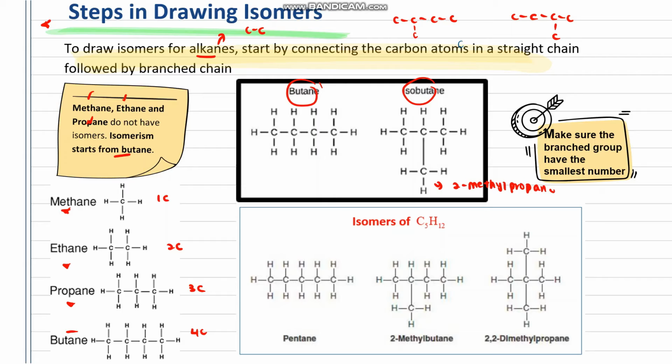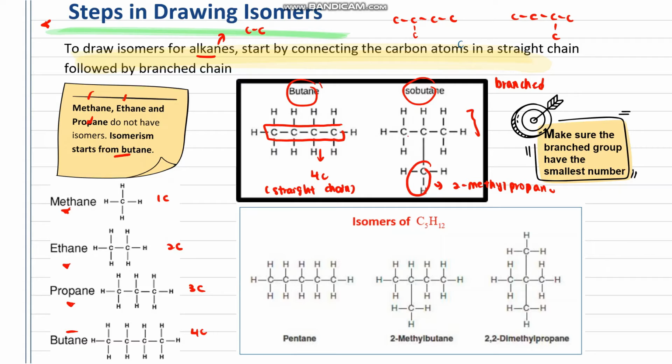In the butane structural formula, the longest carbon chain is this one, whereby we have 4 carbon atoms. So this is a straight chain, and since it has 4 carbon atoms, we call it butane. And then when we have a branch, we call it a branch chain. So this is a branch chain, whereby we have a methyl group here. This is a methyl group on carbon number 2.